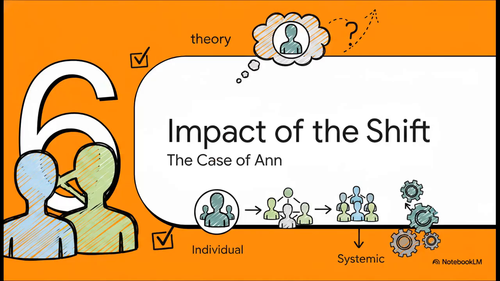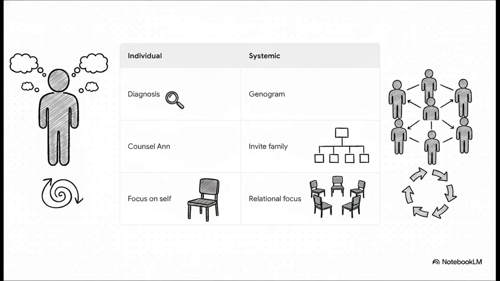Section 6. The impact of the shift. The case of Anne. We've covered a lot of theory, but what does this mean for a real person? Let's take a hypothetical client named Anne, who's dealing with depression. If Anne goes to an individual counselor, she gets a DSM-5 diagnosis, starts one-on-one therapy, and the focus is on her internal cognitions to help her cope with her environment.